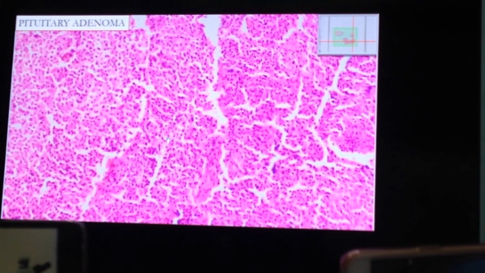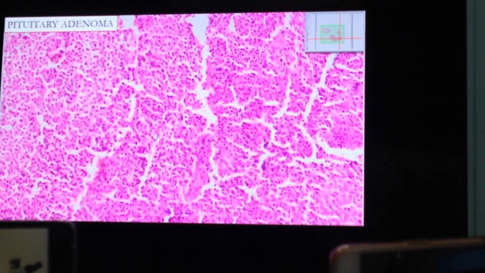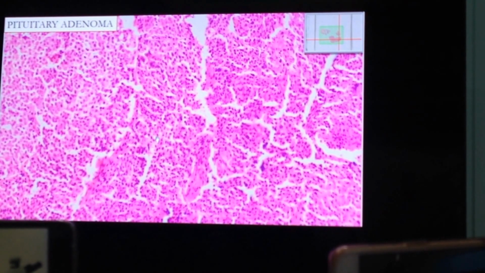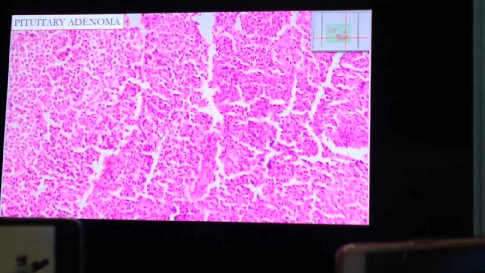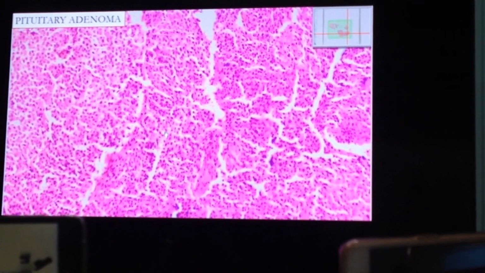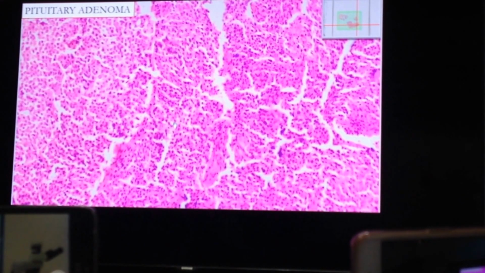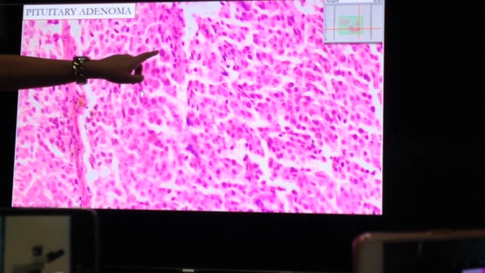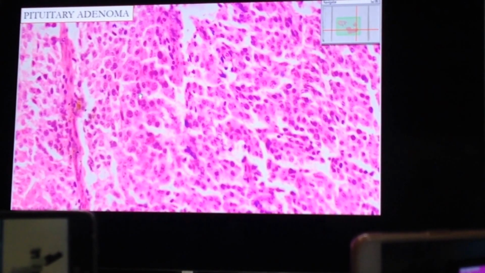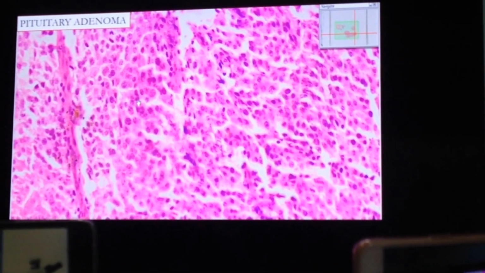So, how will you differentiate adenoma from that of parathyroid hyperplasia? Almost the same cell. Look at the cytoplasm. Okay, now a closer view. Tingnan niyo yung cytoplasm. It's pinkish compared to parathyroid hyperplasia, which is clear. So, ito, pink. So, pituitary adenoma.